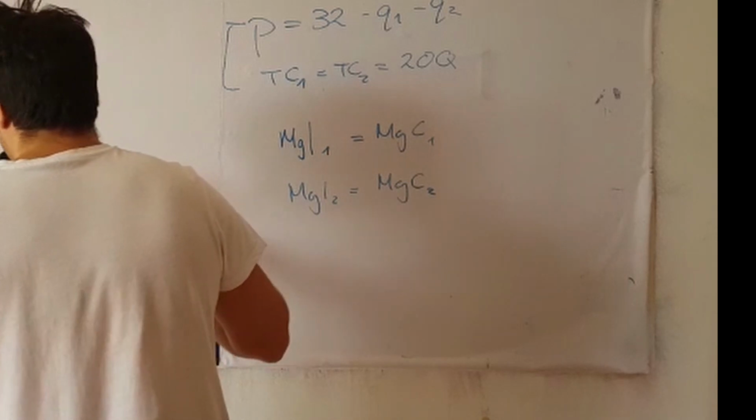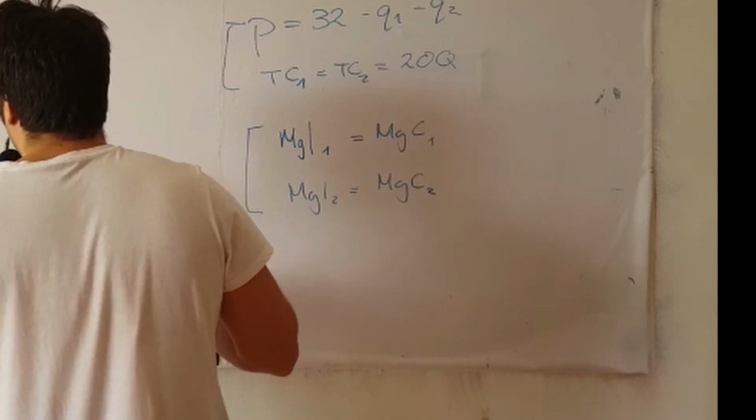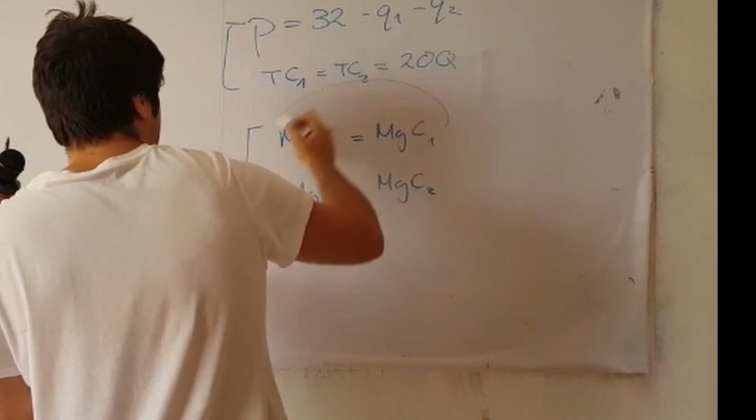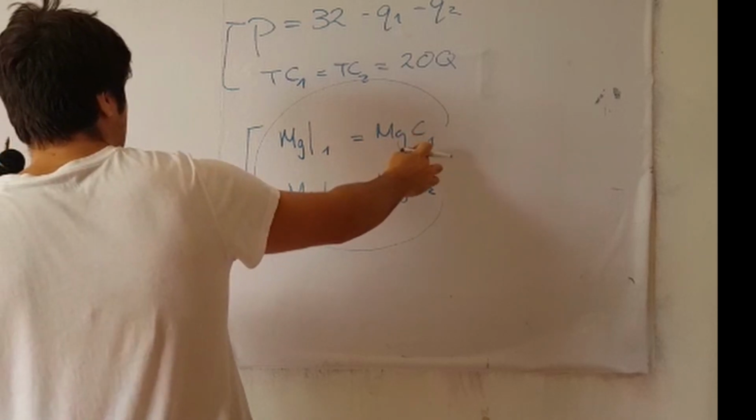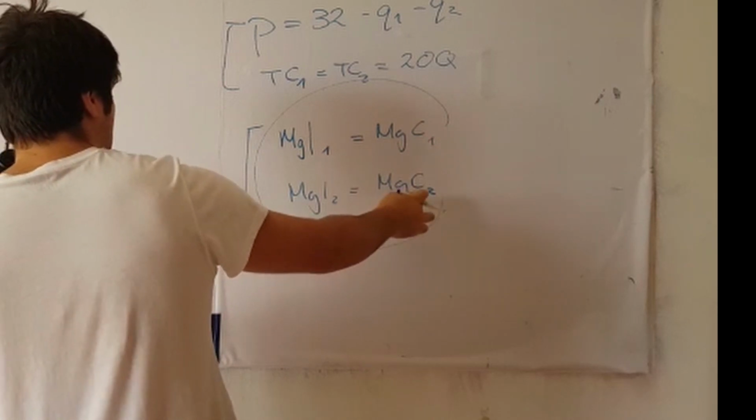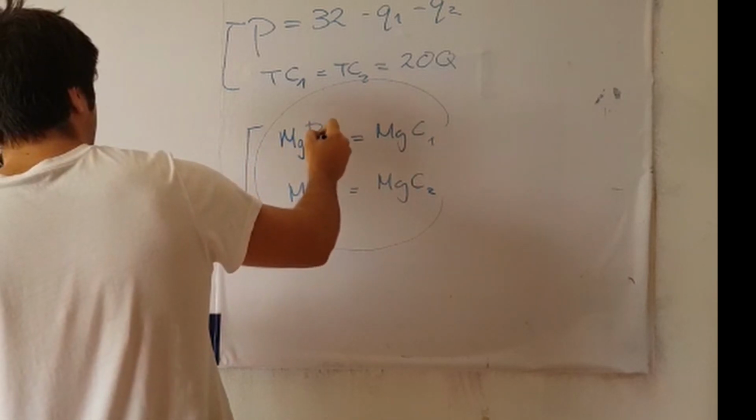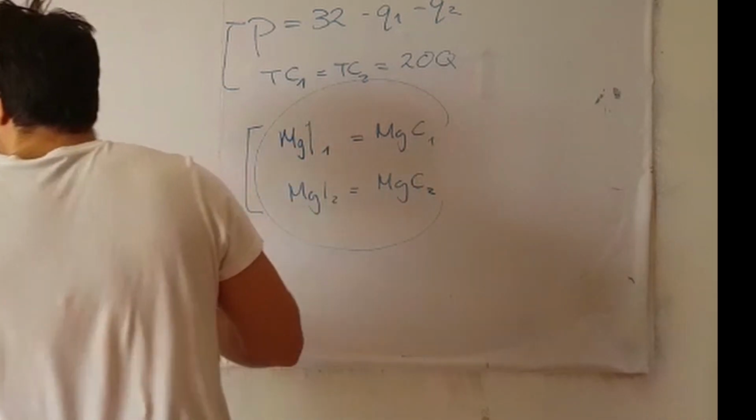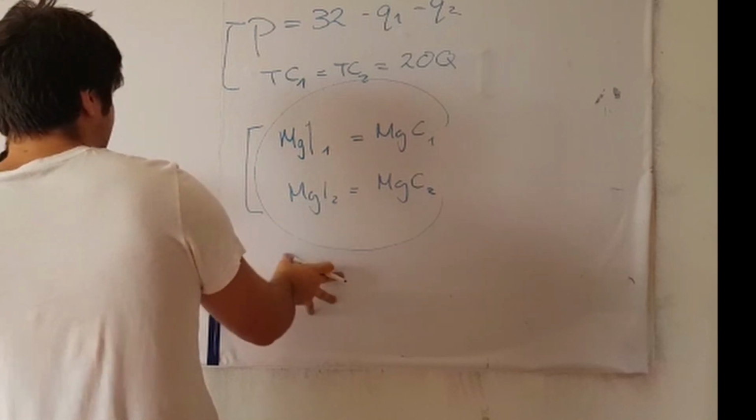This is crucial. This is the most important thing. In order to achieve the Cournot equilibrium, this must happen. The marginal income of firm 1 has to be equal to the marginal cost of firm 1, and the marginal income of firm 2 has to be equal to the marginal cost of firm 2. You can also see this written as marginal revenue, but I like putting just income. So write this down because this is really important. This is the condition for the Cournot equilibrium to happen.